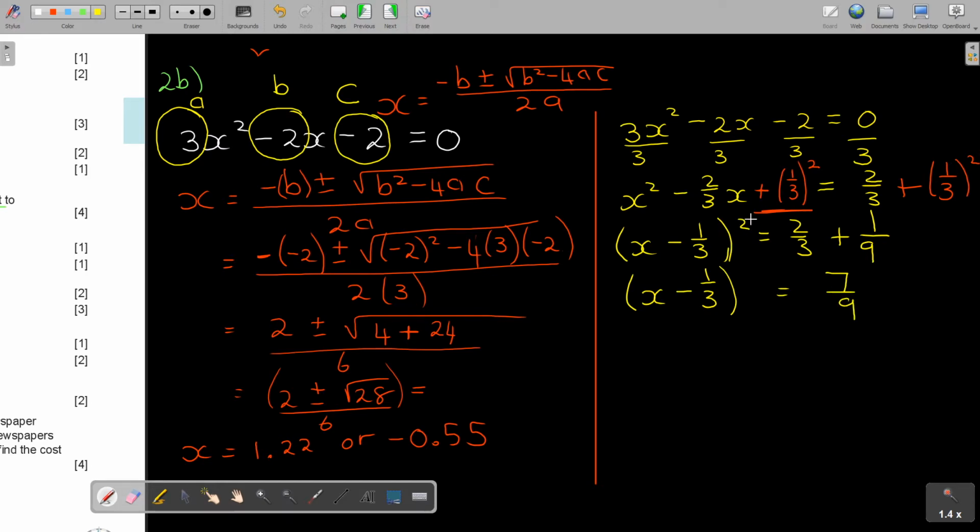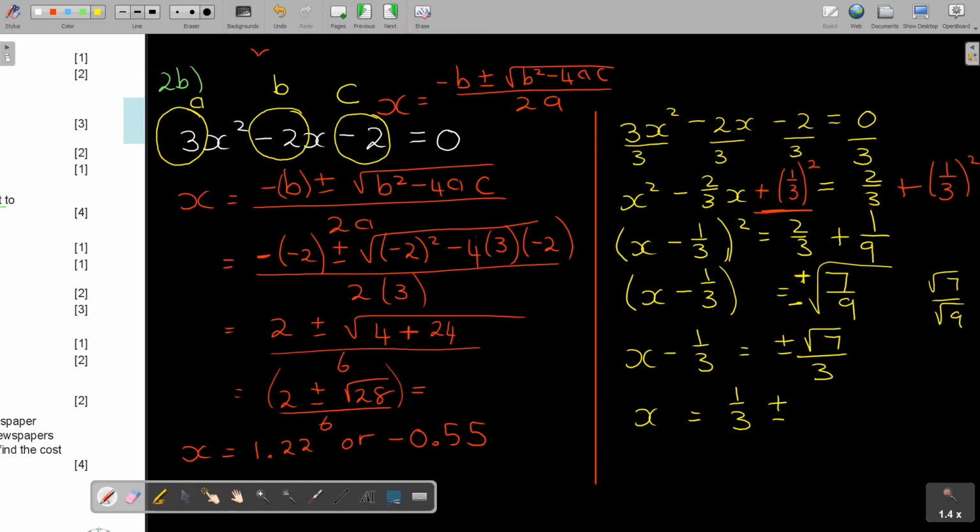Now to get rid of that square, I take the square root of both sides. And don't forget, if you take the square root, that it's plus minus. Okay, now you can do it like this. You say, okay, I take the square root of the 7 and the square root of the 9, and the square root of 9 is 3. So it's going to be plus minus square root 7 over 3. And now I'm taking this one over. So it's 1 over 3 plus minus square root 7 over 3.